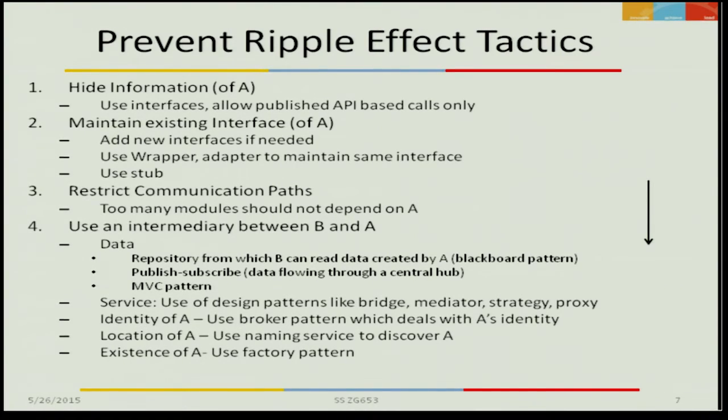MVC pattern is also another technique. Now, with respect to service, design patterns like bridge, mediator, strategy, proxy, such kinds of design patterns can actually help in putting an intermediary between B and A. For the identity of A, one can use a broker pattern which deals with A's identity. The broker pattern is again an architecture pattern. We will learn that later on. That will actually help in identifying the identity of A.